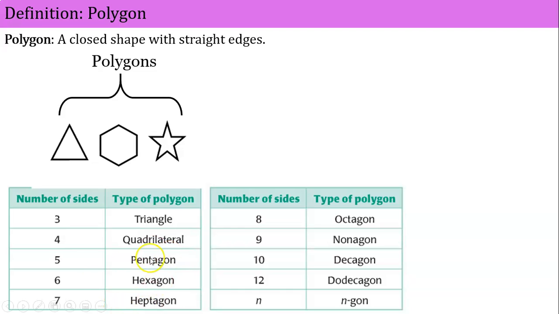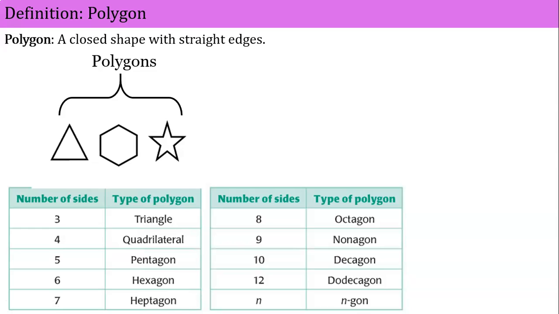Pentagon might be a new word. That's five sides. Hexagon, like a stop sign, that's six. Heptagon, I feel like I have to relearn that word every year. That's seven sides. Octagon, you're probably familiar with because octopuses have eight legs, so octagons have eight sides. Nonagon is nine. You can remember that because they both begin with N, I guess. Ten is decagon, and twelve is dodecagon.